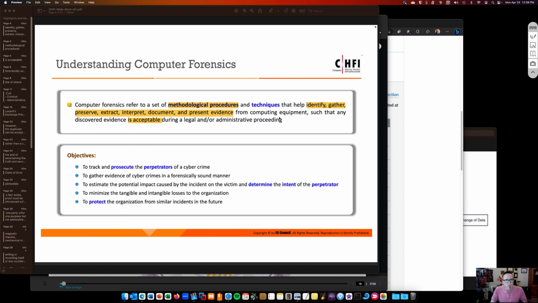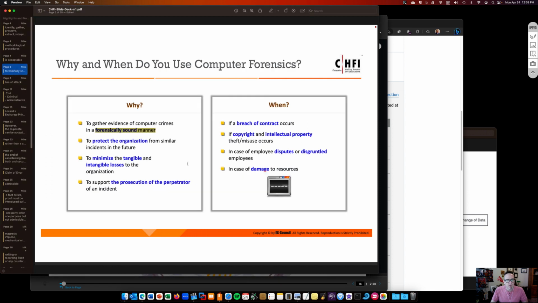This is the important part of what we're doing here. What we're looking at also is using a forensically sound manner. This is when and why we use computer evidence in forensics. You're supporting the prosecution of the perpetrator. What you're really trying to do is get the truth out. And it could be, before it even gets to trial, some of that information could be used to help determine who's innocent versus guilty. But really, you're looking for the truth.